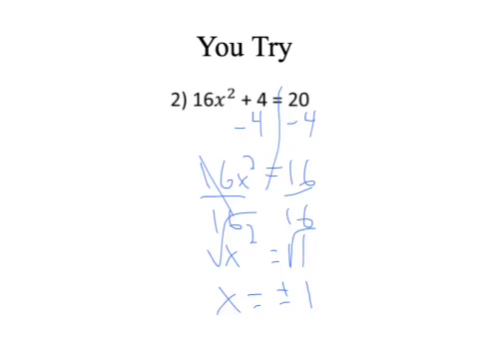So when you want to solve by square root, you can only have an x squared and a constant. You cannot have an x term. You want to get the x squared by yourself, take the square root of both sides, and your answer needs to have a plus or minus sign in front of it.